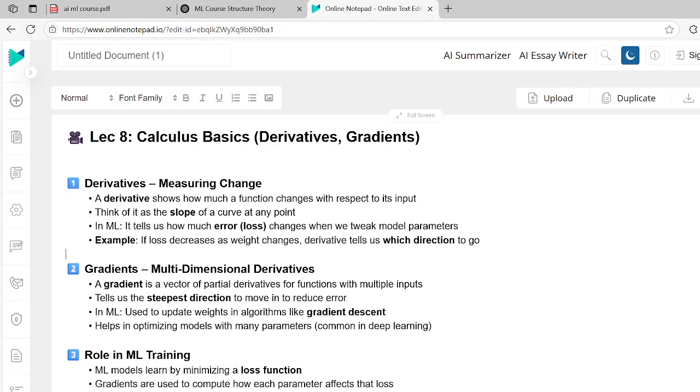Derivatives. The derivative defines a measure of change. A derivative shows how much a function changes with respect to its input, right? As we have already studied, a derivative basically shows the ratio of difference of a function with respect to its input. We can think of it as the slope of a curve at any point, right?